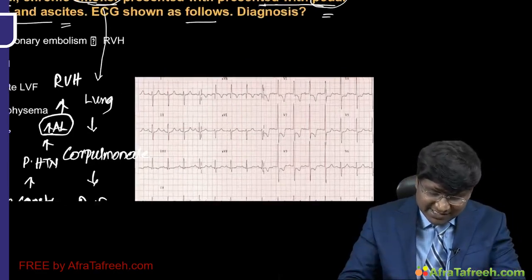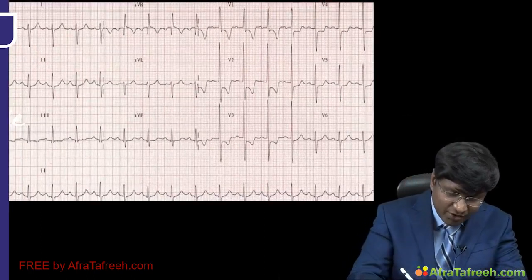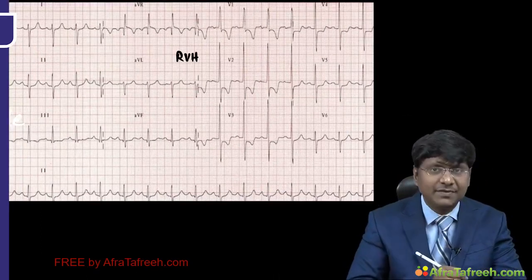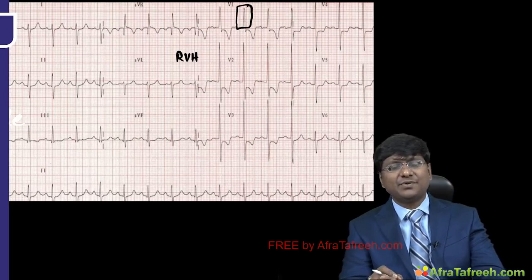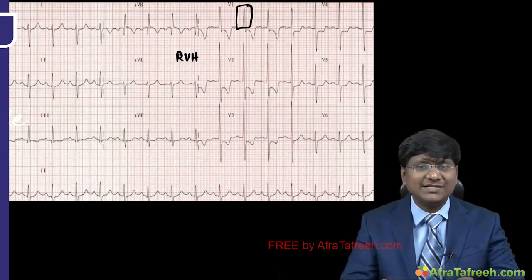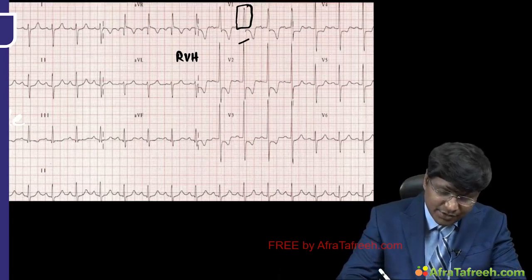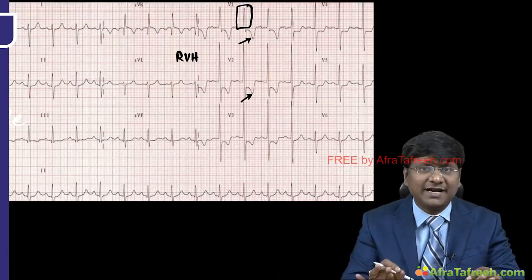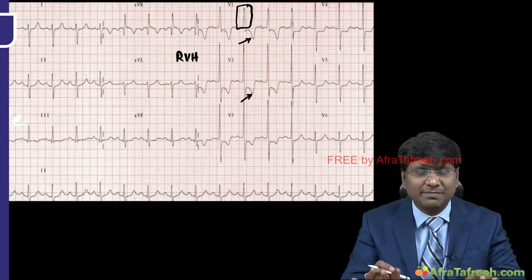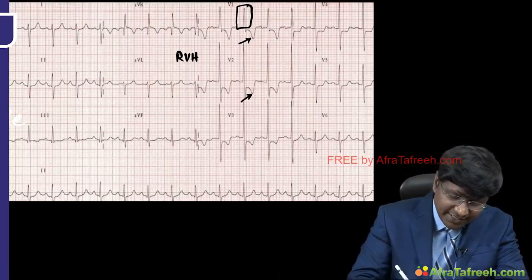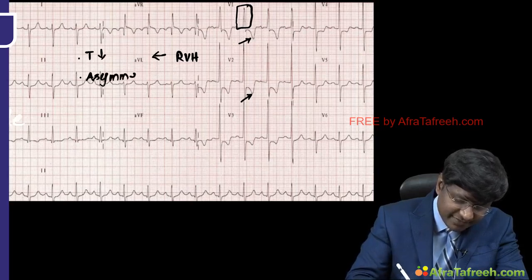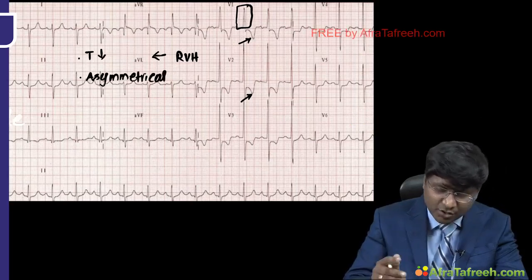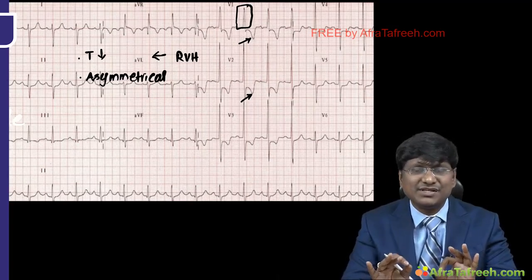Okay, so this is the ECG of right ventricular hypertrophy, where you have the presence of dominant R wave in V1. And in right ventricular hypertrophy, what are the other ECG changes? The other ECG changes are the presence of the right ventricular strain pattern. What do you mean by the right ventricular strain pattern? It means in right ventricular hypertrophy, you will have T wave inversion, and this particular T wave inversion is an asymmetrical T wave inversion, which is the strain pattern.